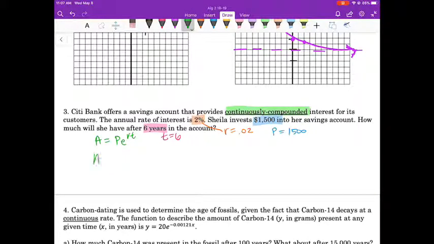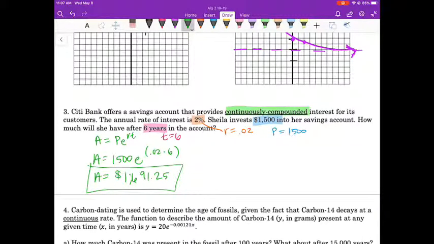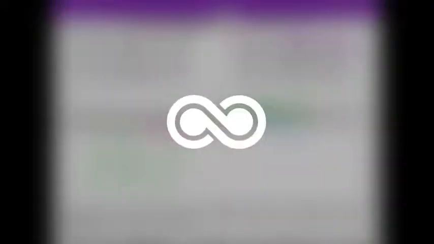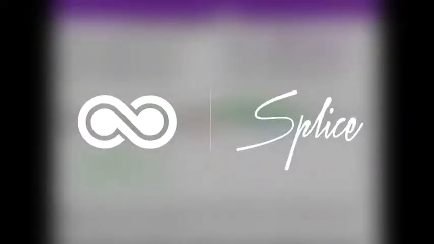We plug it all in. A equals 1,500 times e to the 0.02 times 6. We make our calculator do the majority of this work, and we end up finding that she now has $1,691.25. Notice that this is a different formula than our regular compounded interest, or interest compounded n times per year, because of the word continuous. So our continuously compounded functions tell us to use A equals Pe to the rt.